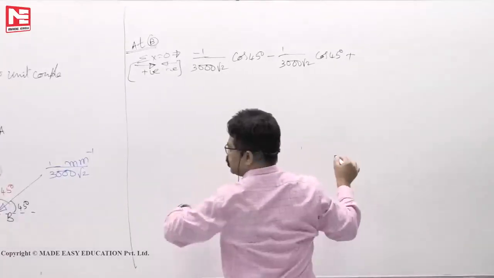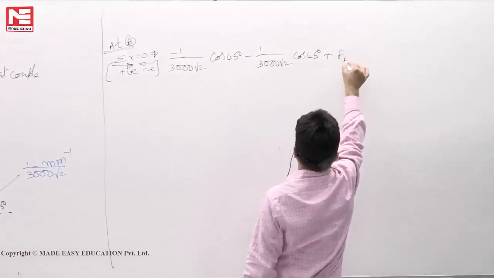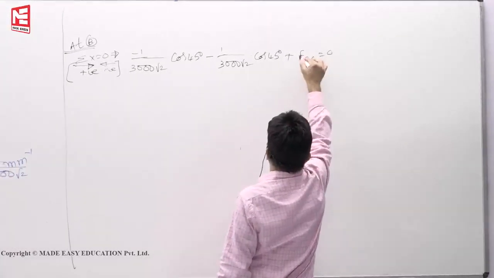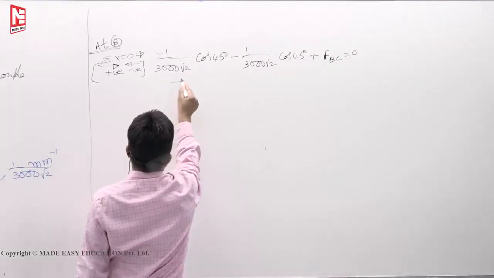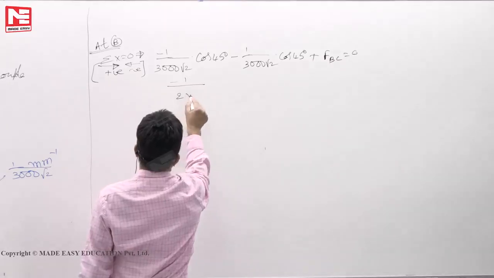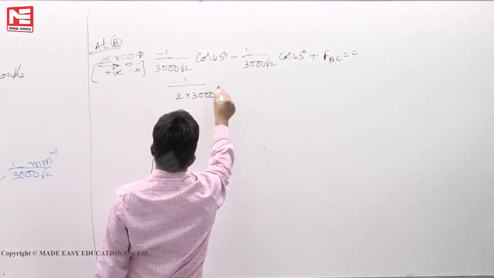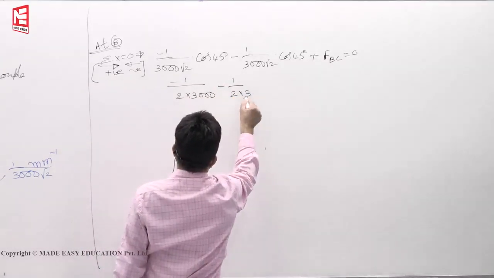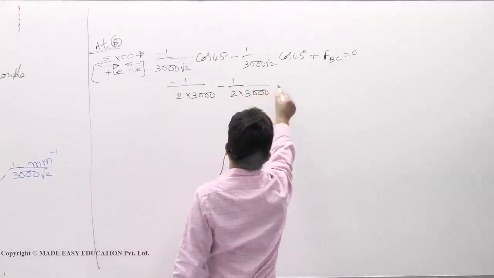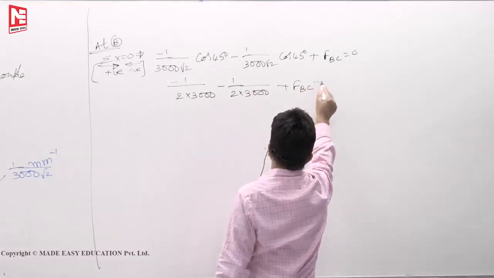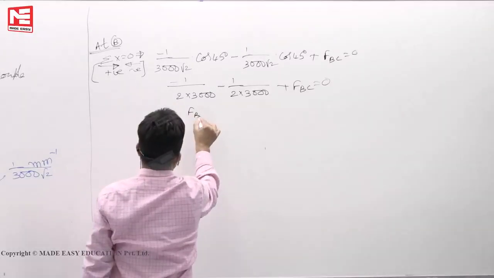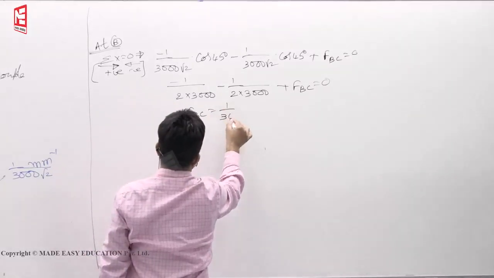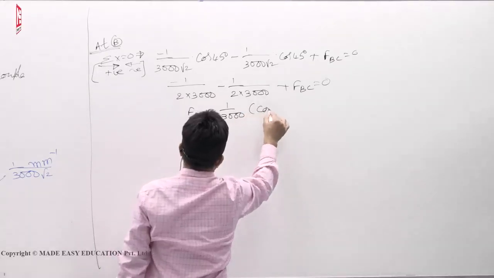Now on the right side, FBC, plus FBC is equal to 0. Now cos 45 means 1 by root 2, so 1 by root 2 into root 2, minus 1 by 2 into 3000, minus 1 by 2 into 3000, plus FBC is equal to 0. Two times they are there, so the 2 we can cancel. So FBC is equal to 1 by 3000. Arrow mark towards the joint, compression.